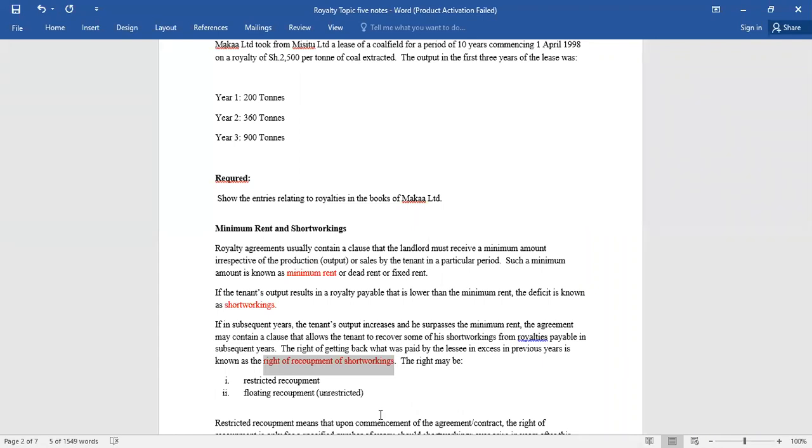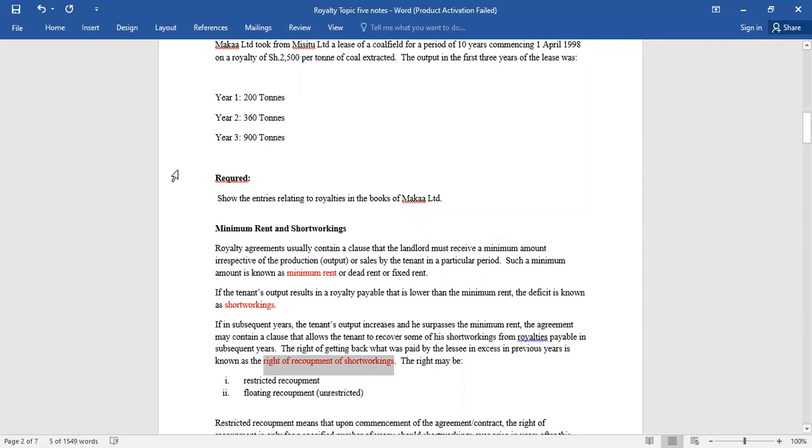But when it is a floating recoupment, it means that you are not restricted. So you are going to recover your shortcomings until the end of the lease agreement. I want us to have an illustration and see how this pans out.